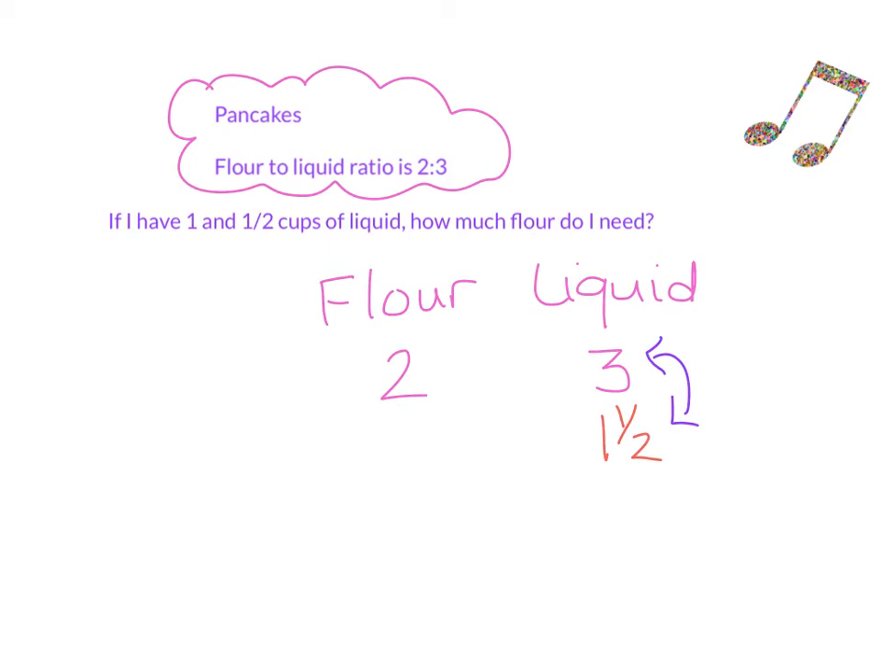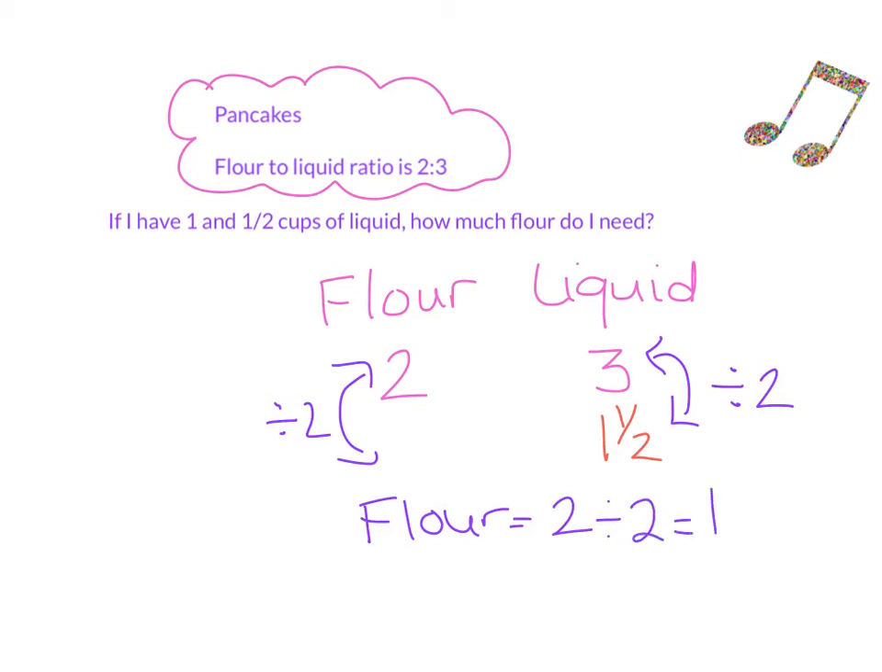What's happened here to get from 3 to 1.5? I've divided by 2, or halved it. So if I've got half the amount of liquid, I'm also going to want to have half the amount of flour. Which means I'm going to have 1 cup of flour. 1 cup of flour, 1.5 cups of liquid. That'll give me 2.5 cups of pancake mix.